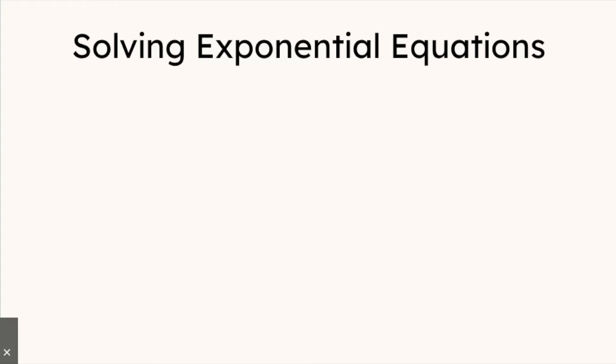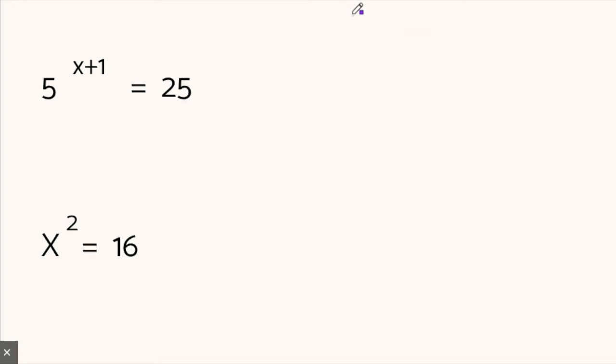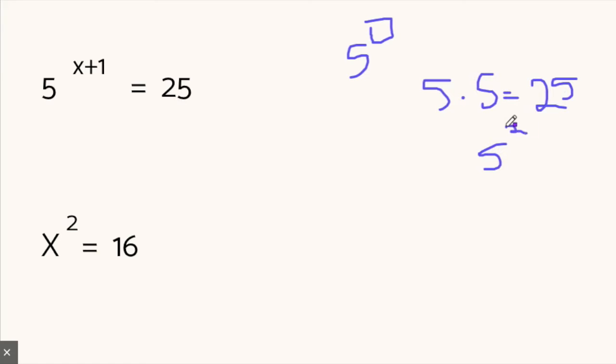Now let's do a couple examples with this. 5 to the x plus 1st power is equal to 25. Now, using the same rule, we would have to put 25 in a 5 to the something's power form. We know that 5 times 5 is equal to 25. So 5 squared is equal to 25. So we can just write 5 squared instead of 25. The other side is 5 to the x plus 1.